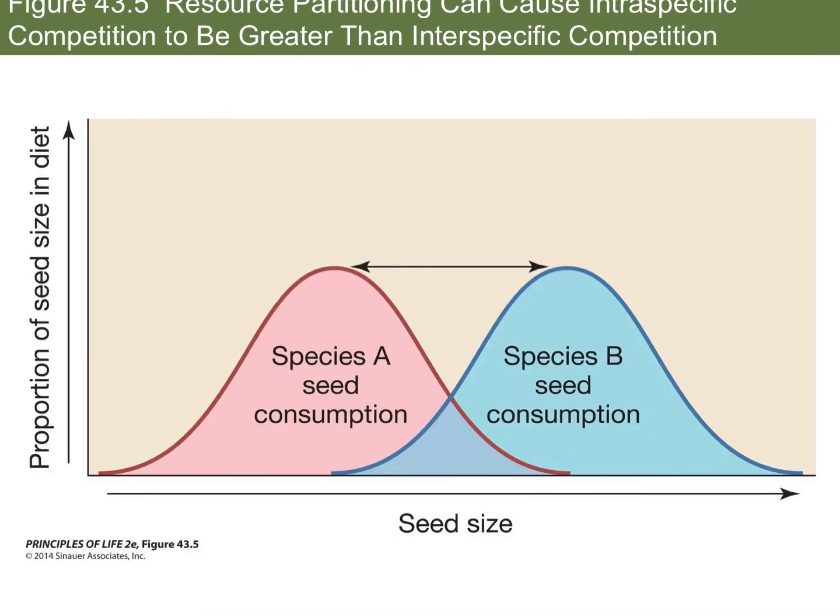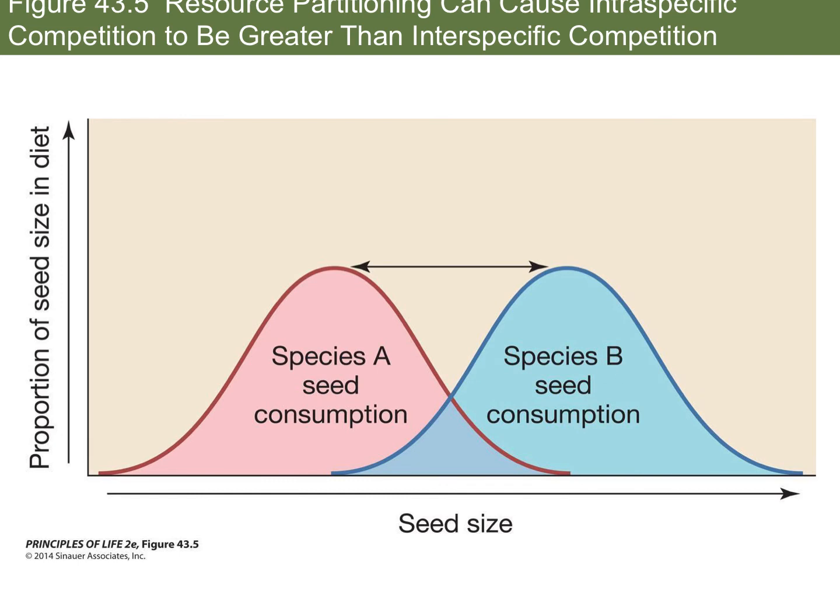So let's take a look at an example of resource partitioning. We're looking at two species that eat two different types of seeds. Species A eats seeds that are relatively smaller in size compared to species B. And you can see here that both of them can eat the medium-sized seeds. But because they also can eat seeds of other varieties, they don't drive each other to extinction. This resource partitioning is very important because if they can share, then each species has a chance of surviving.